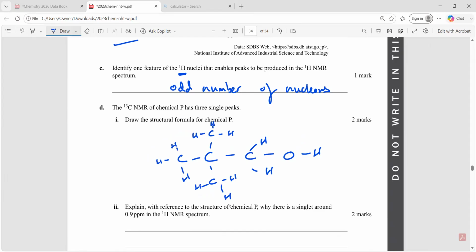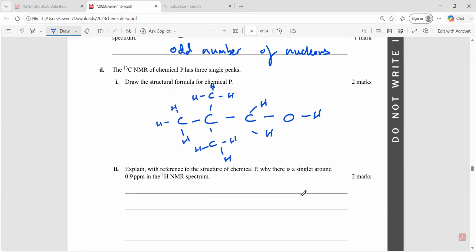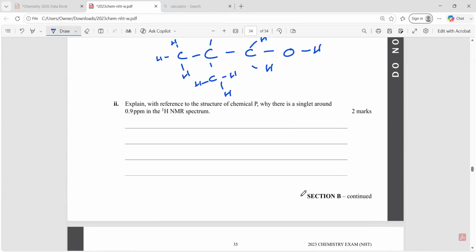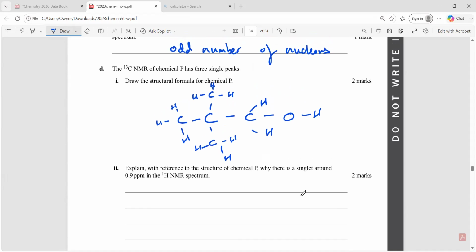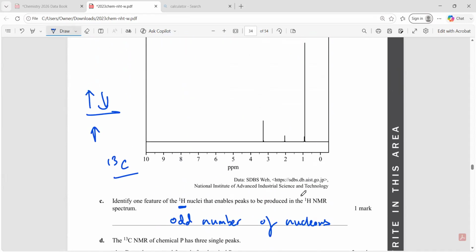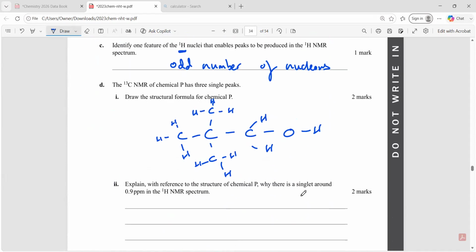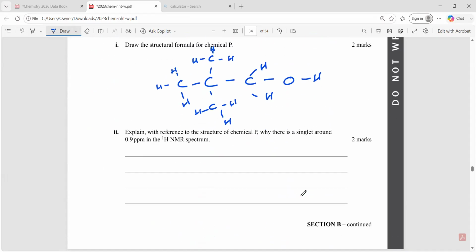It's really interesting, right? Because you could go through all this pain, forget to write the H's, and then you lose your marks. Explain with reference to the structure of chemical B why there is a singlet around 0.9 ppm. Because 0.9 is referring to these guys. And the reason why they're a singlet is because their associated carbon, which is this guy, has no hydrogens.